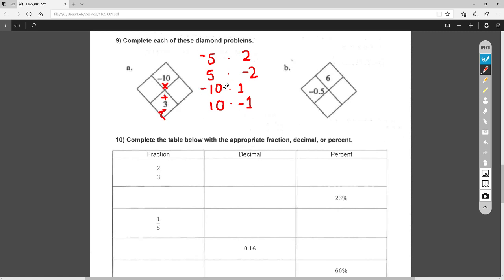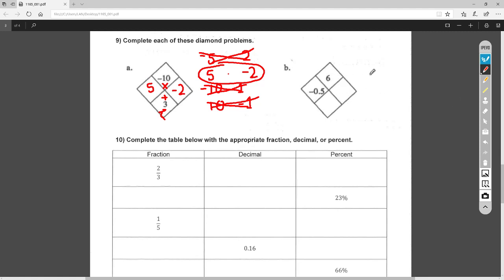Now you can already see 10 plus a negative 1 cannot work because that gives us 9, right? So you just go through your options and see which ones would work. Negative 10 plus 1 gives me a negative 9. That doesn't work, right? Let's look at the top one. Negative 5 plus 2 gives me a negative 3. That doesn't work. So the only one left here would be our 5 and negative 2. And we can see, yes, 5 plus negative 2 does give me a positive 3. So my first diamond problem would be 5 and negative 2.